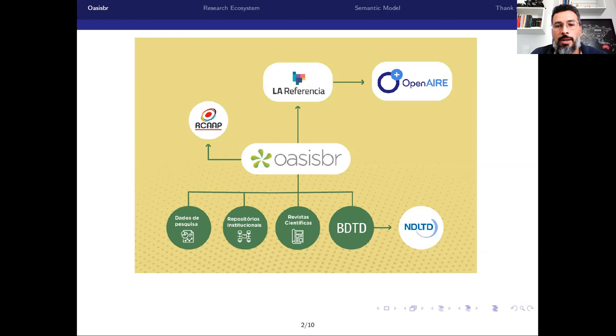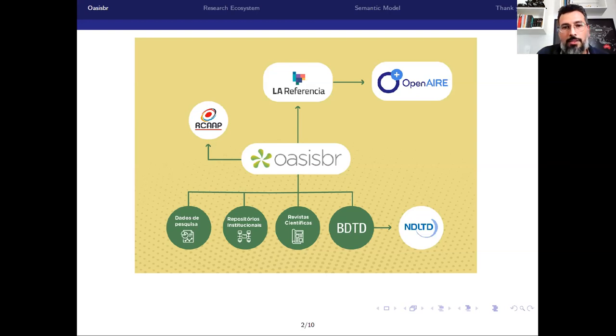And also, Oasis BR is a node of the La Referencia network. The La Referencia network is a group of 12 countries, mainly Latin American countries, but we also have Spain in this network and also a partnership with Portugal. Via La Referencia, we are harvested by OpenAIRE, the European open science network, and it contains many, many countries of Europe.